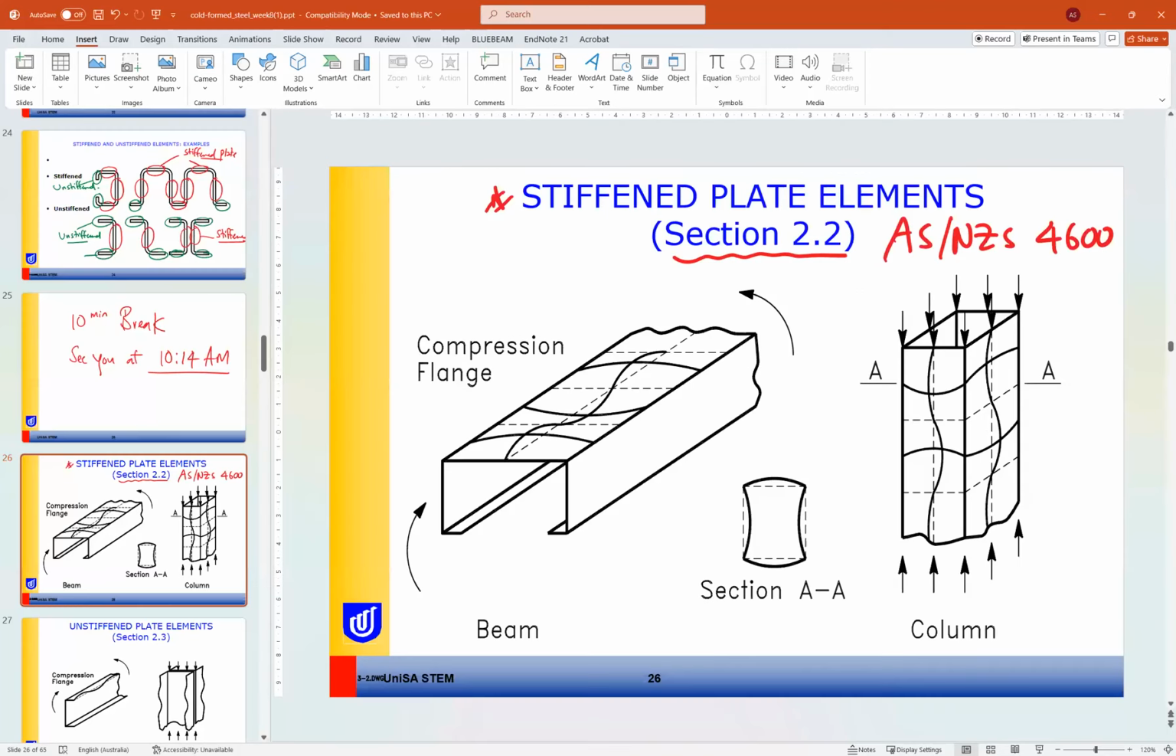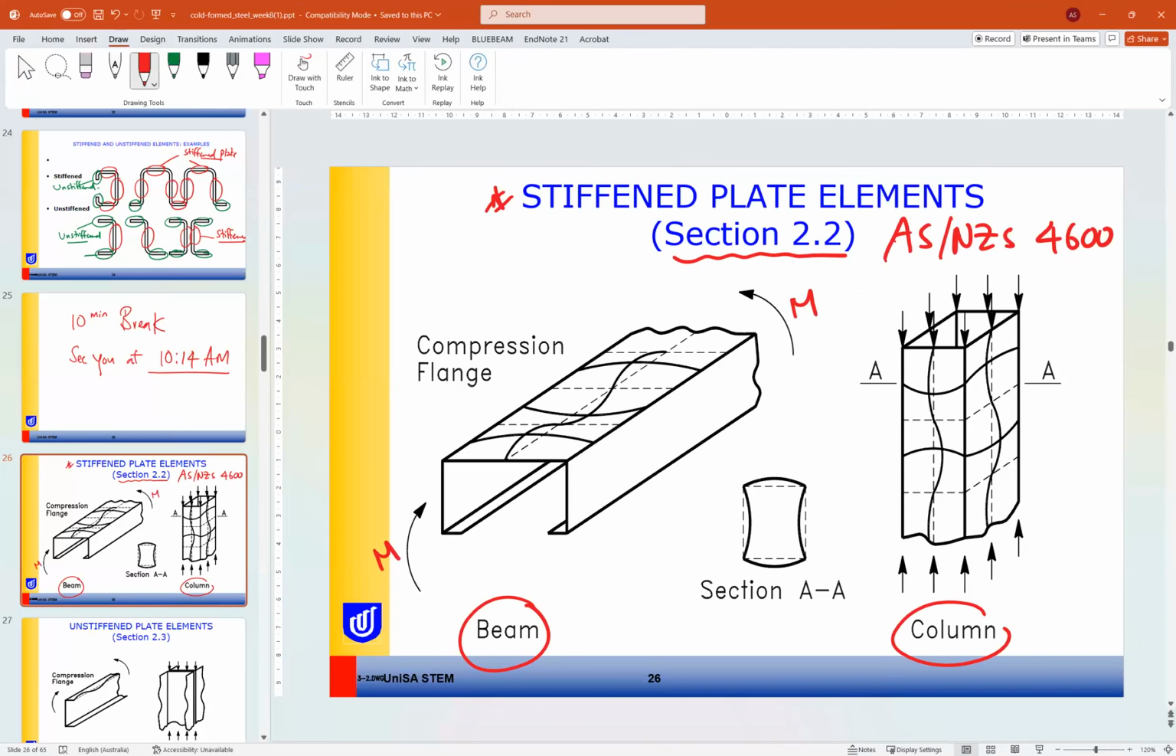For a stiffened plate element, as you can see, if we have a beam or a column, the beam under bending moment, M and M, this will be the behavior of the beam. Let's talk about this one. If this is our moment, this is our neutral axis. So the top flange is our compression flange. And due to the stiffened support on both ends, as you can see, these points cannot move up or down.